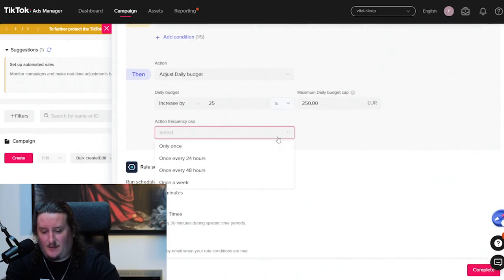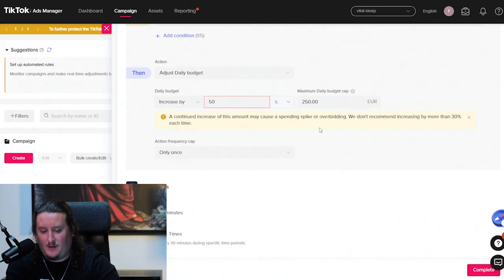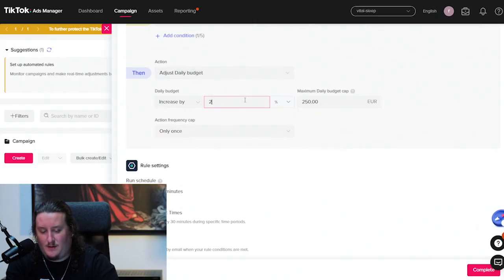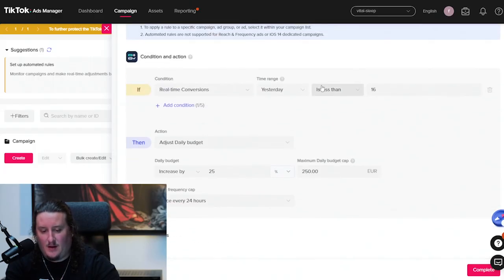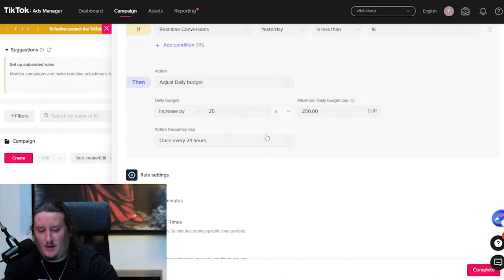Adjust frequency cap once every 24 hours. Well, no, you don't want that. Only once, and we're gonna do it by 50%. Sorry. And yeah, it's once every 24 hours because it's following the real-time conversion rate from yesterday.